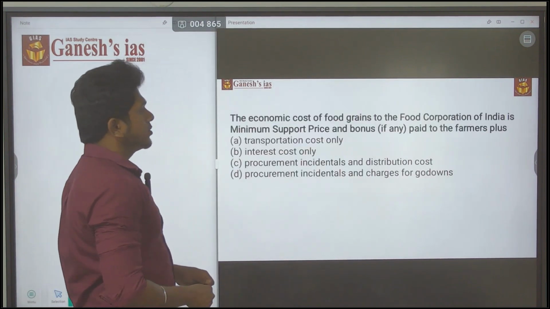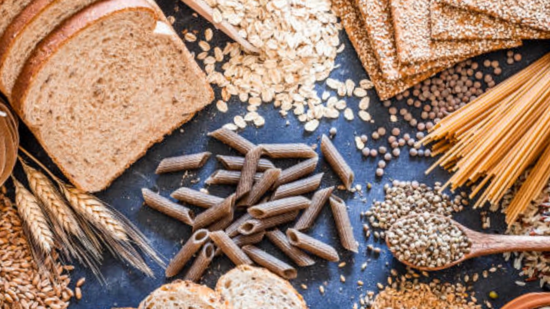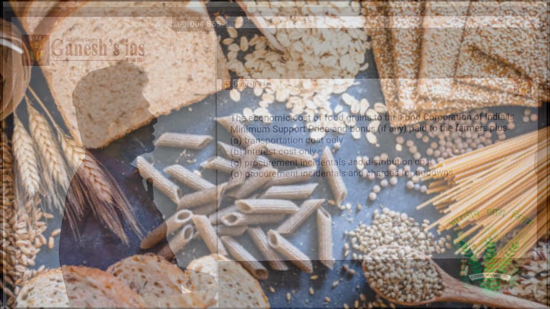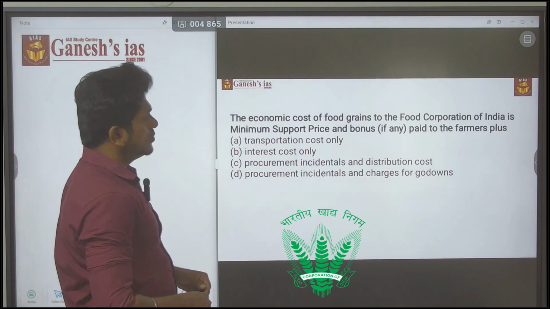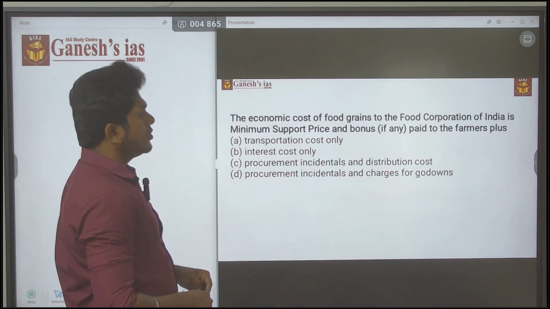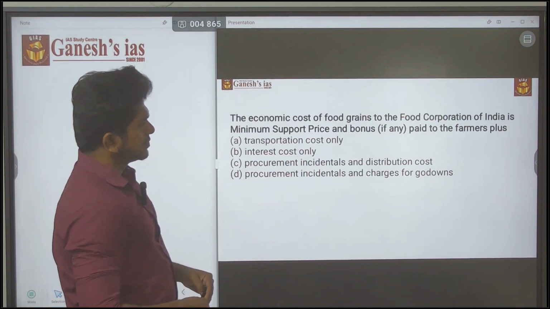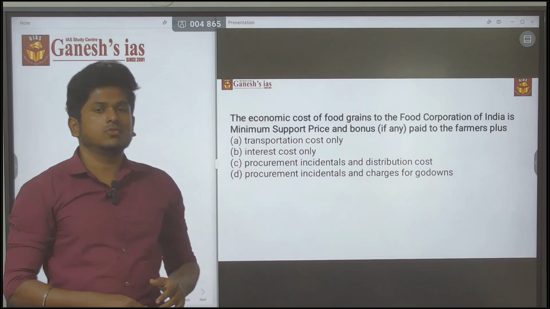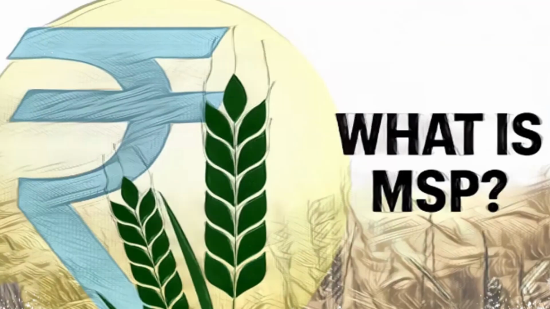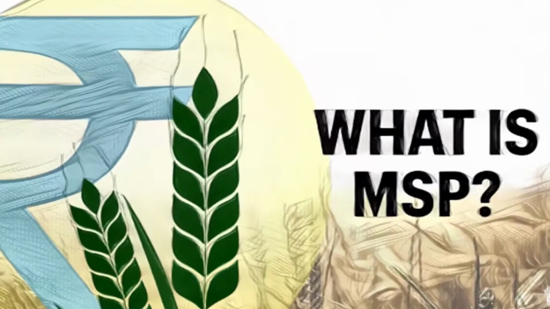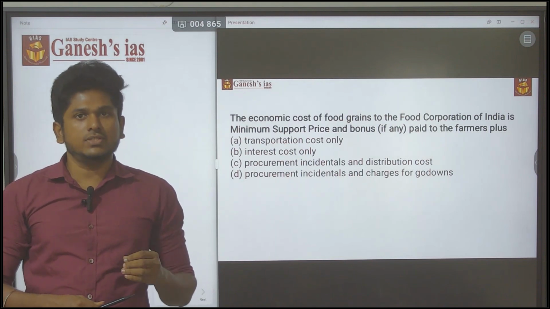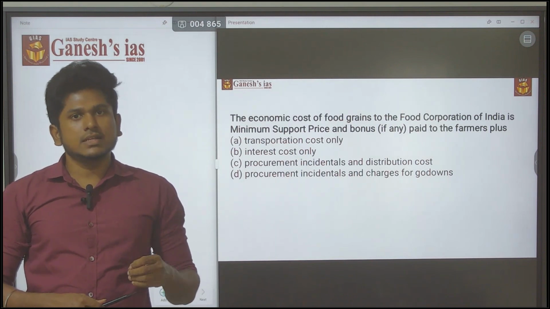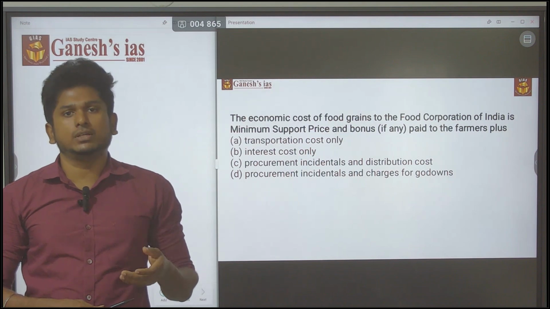The economic cost of the food grain to the Food Corporation of India is minimum support price and the bonus, if any, paid to the farmer plus. First of all, you have to know what MSP is. MSP is the minimum support price. It is the price at which the farmer sells their produce to the government.